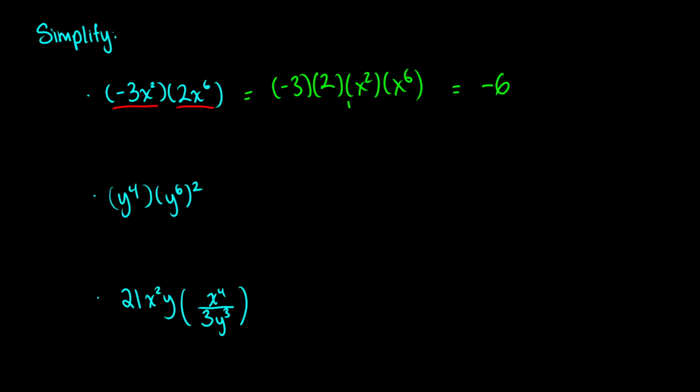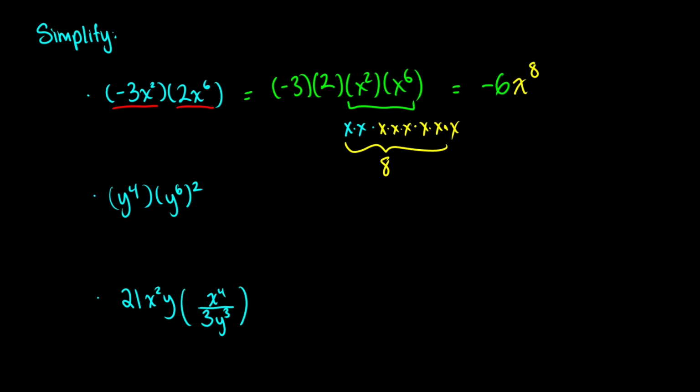And then what is x squared times x to the 6? Well, this is x times x for x squared, and then we have x times x times x times x times x times x for x to the 6. So how many times have I multiplied x by itself here? Well, a grand total of 8 times. So we end up with negative 6 times x to the 8. That's a way of simplifying it.